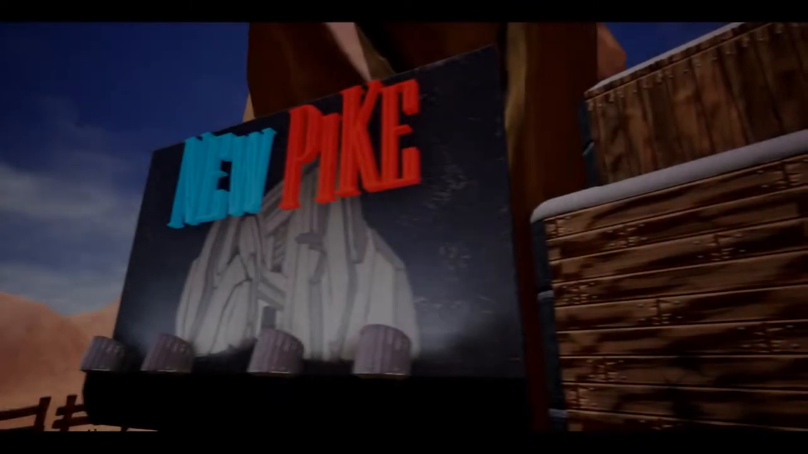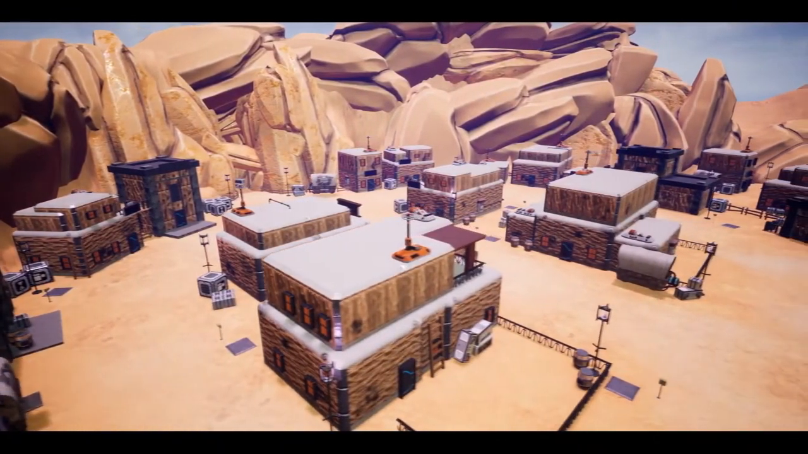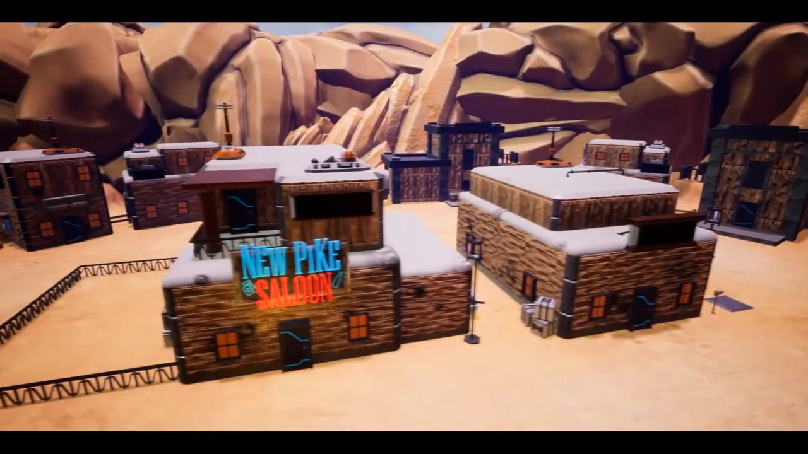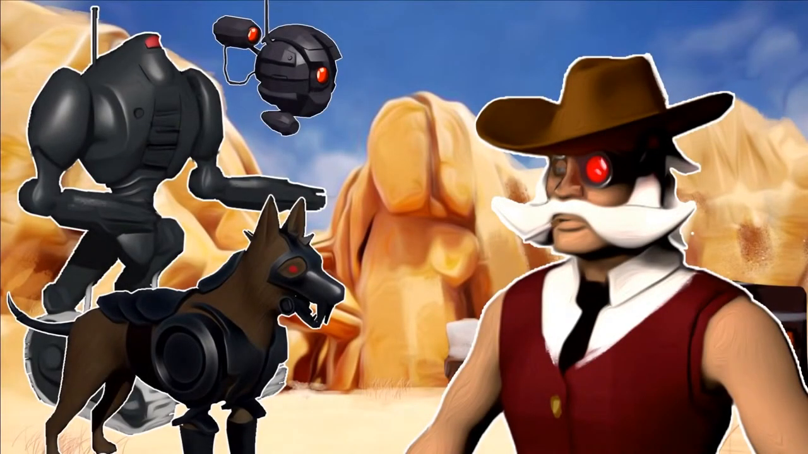Welcome to New Pike, a humble little town on the dusty rock heap of a planet. One of the most valuable gold mines in the galaxy, but our little secret's starting to spread around. Rumors are starting to spread that the prospector's planning something big, that he may be trying to take the town and the mine for himself.